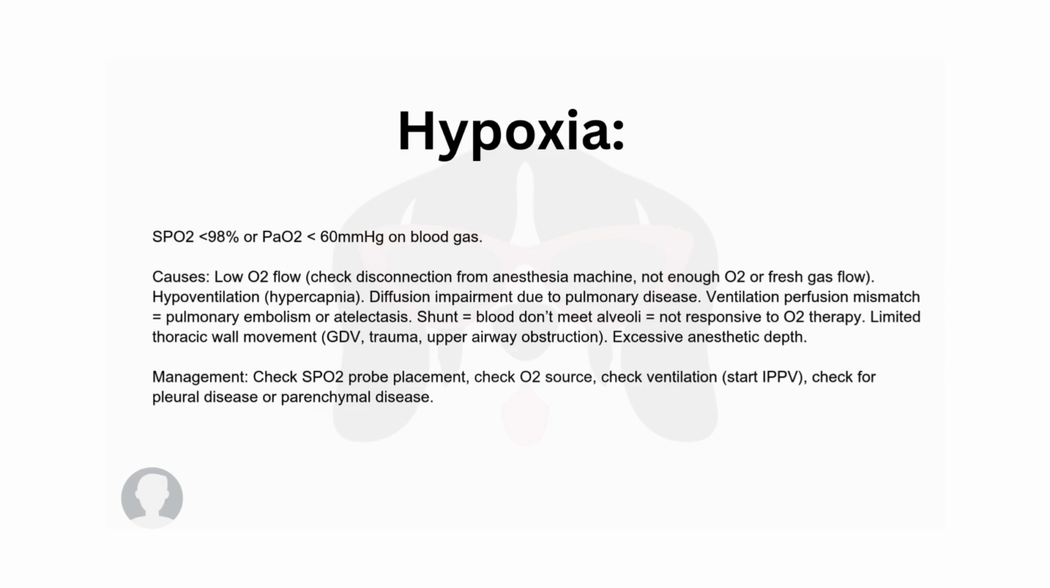The first thing you're going to do is check your SpO2 probe placement, make sure that is corrected. If you want, you can also change the location of the probe and get another reading. You're going to check your oxygen source, and you're also going to breathe for your patient.